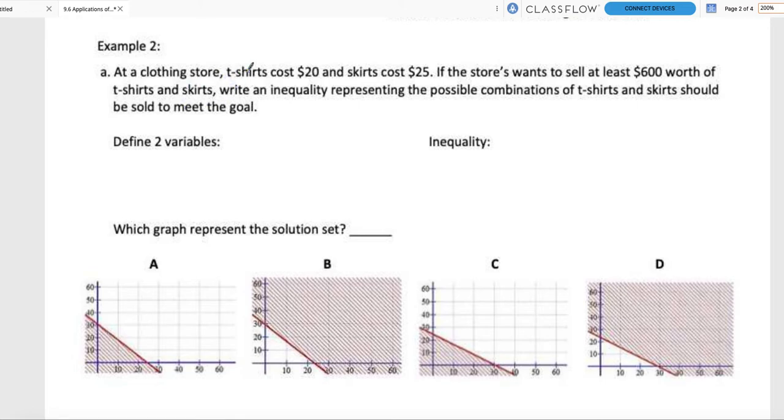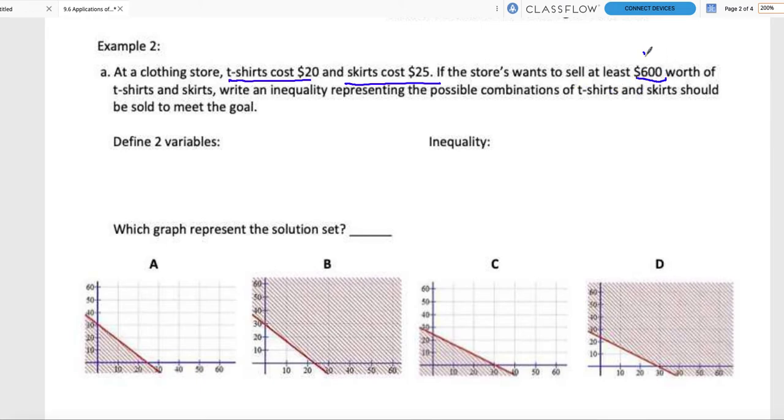At a clothing store, t-shirts cost $20 and skirts cost $25. If the store wants to sell at least $600 worth of t-shirts and skirts, write an inequality representing the possible combinations of t-shirts and skirts that should be sold to meet this goal. Wow, that's poorly written, and I wrote this. Sorry about that. All right, so right there, I've got a cost for a t-shirt, I've got a cost for a skirt, and I've got $600.